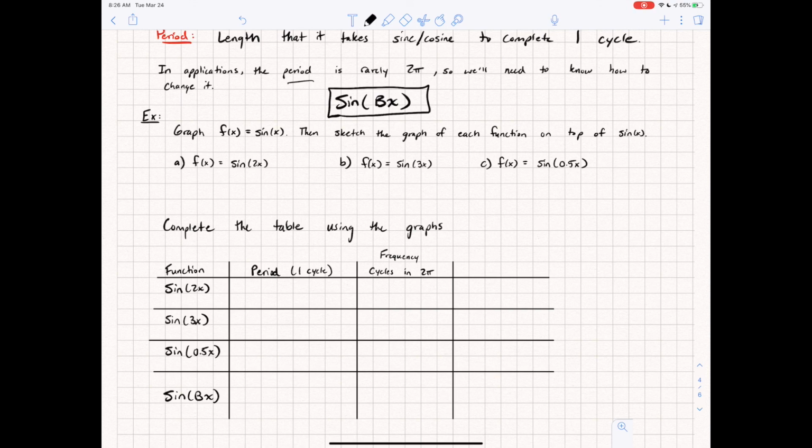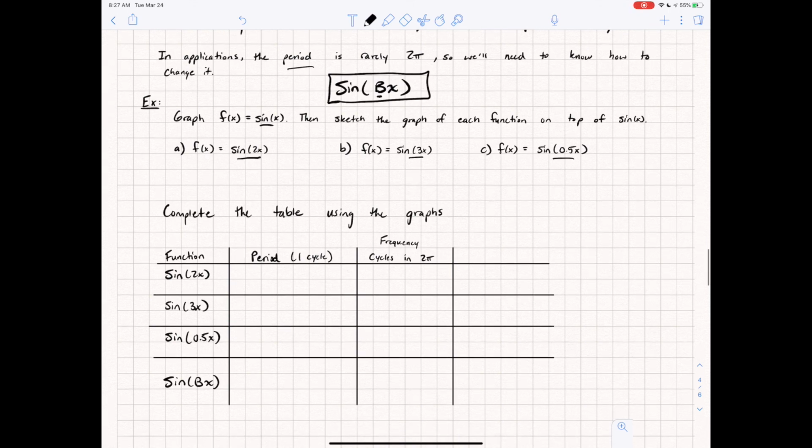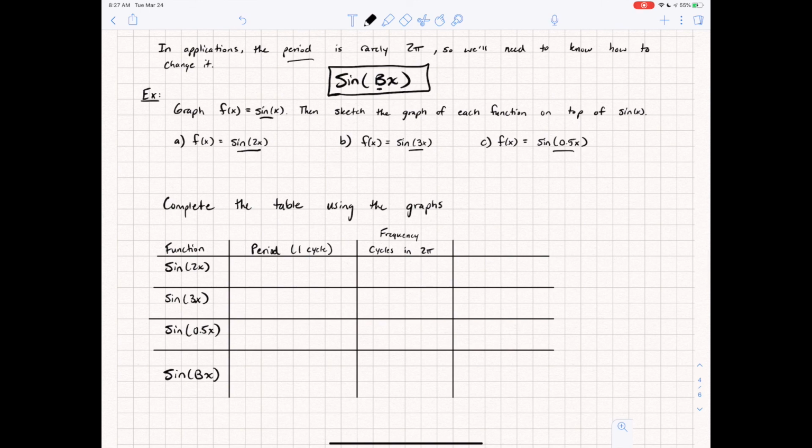How does that work if I wanted to mathematically model it? Here's what I want you to do. Graph sine of x in Desmos. You don't have to sketch this. Then graph sine of 2x, sine of 3x, and sine of 0.5x, and complete the table below. Through this investigation, hopefully come up with a conclusion about how we can determine the period based off of what we're multiplying on the inside, what b is. So go through and complete this table, again using Desmos. Then I'll bounce back and forth and complete this table out.